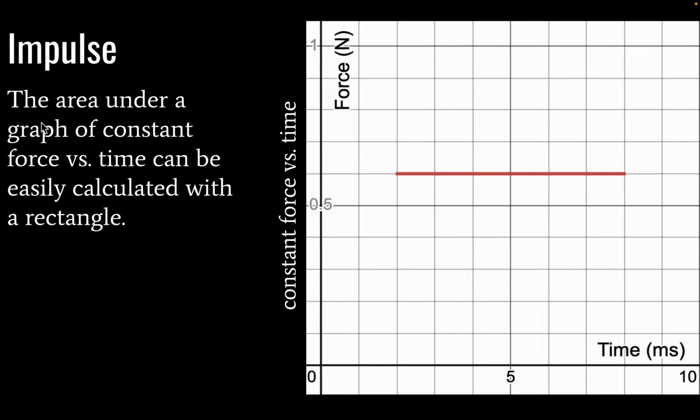This is a little bit nicer because we have a constant force being applied here, and we could just calculate the amount of constant force using a rectangle, looking at the area underneath this line. So the area of the rectangle will give us our impulse then.